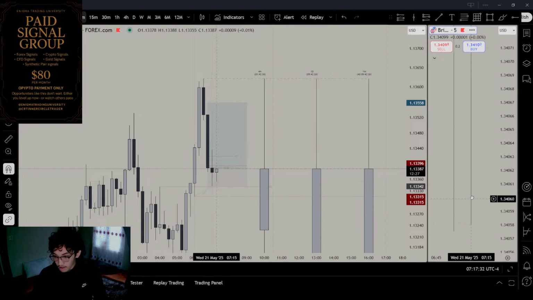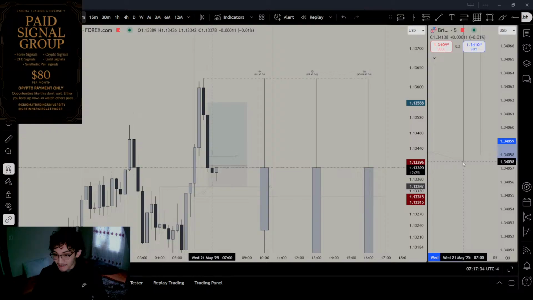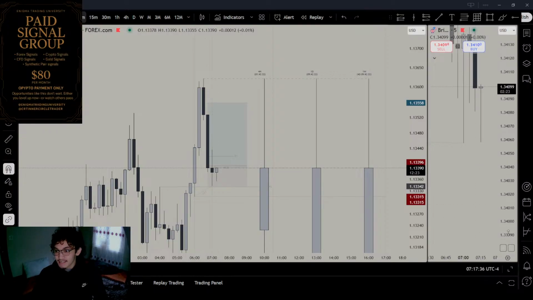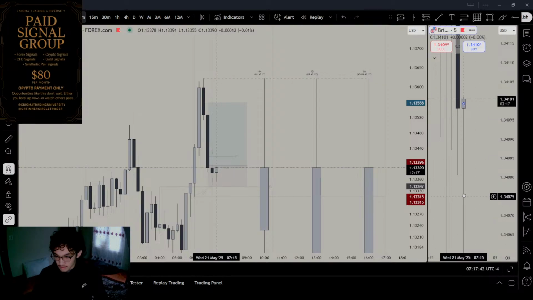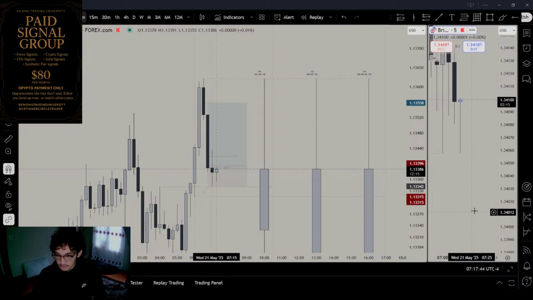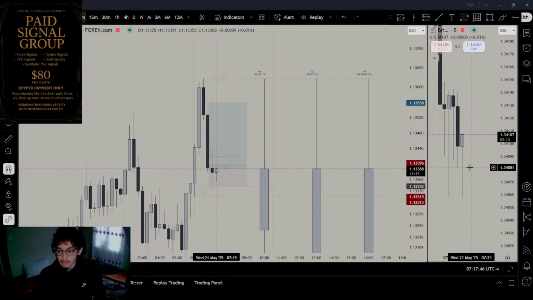Oh, he didn't even make the SMT here. What? You're gonna push back down, bro. Crazy. Interesting, you didn't make the SMTs. It's gonna definitely go back down here. It should be. What? Guess not, bro.